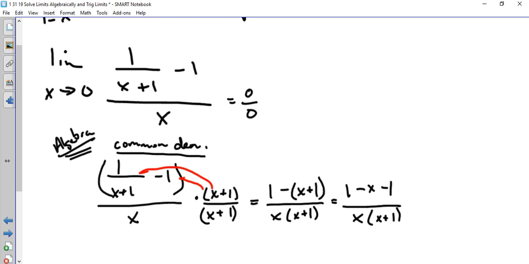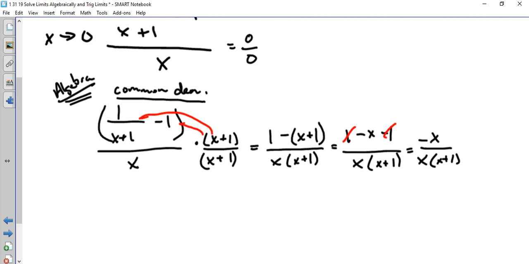Once again, we're looking to cancel things out. This and this will cancel out. I'm just going to write this again. So now we have negative x over x times x plus 1. Make sure you distribute this negative through. A lot of students will forget that. That's not good. This and this will cancel out. We're left over with the negative 1 on the bottom. And so we have an equivalent expression of negative 1 over x plus 1.